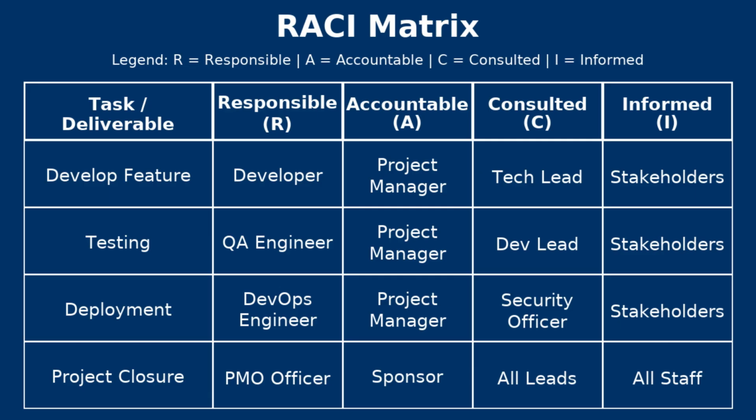The RACI Matrix is a responsibility assignment tool used in project management. RACI stands for: R stands for responsible, the person who does the work. A stands for accountable, who is the owner of the task, who is answerable for completion. C stands for consulted. These people are experts who provide input. I stands for informed. They refer to stakeholders who need updates.